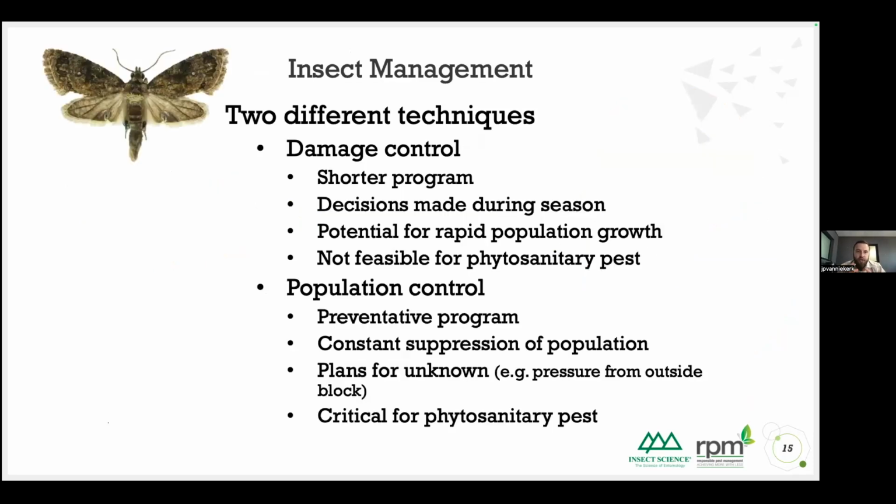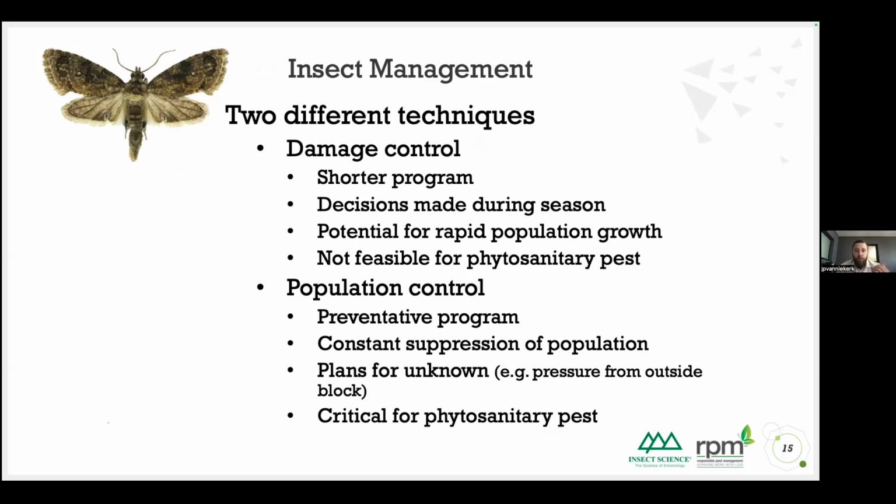So there are two different insect management techniques when using pheromones. The first one is damage control, or a curative action, as I like to call it. So it's a shorter program. This is when you see damage, you act. It's not the best because the damage has already been made, and this allows your population to grow quite rapidly by doing it this way. For phytosanitary pests, this is definitely not a feasible option because we know once you find the phytosanitary pest, that block possibly won't be able to be exported or anything like that. And it just causes more problems to your other blocks later on.